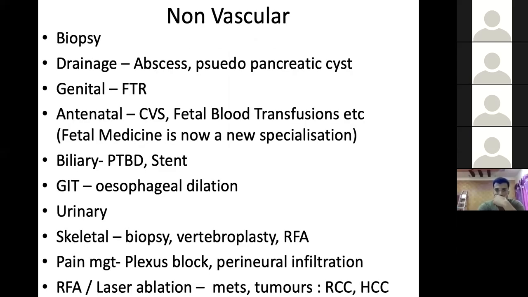As far as non-vascular is concerned, it's endless. It can be a biopsy, a drainage of any collection. You could do fallopian tube recanalization, antenatal interventions, biliary interventions. The entire GIT can be intervened. The urinary tract, you could do urethral dilatations, ureteral dilatations.